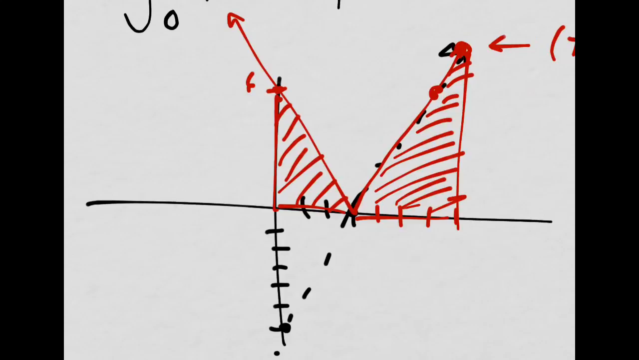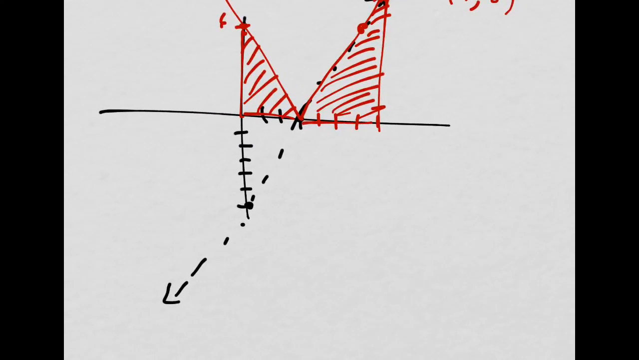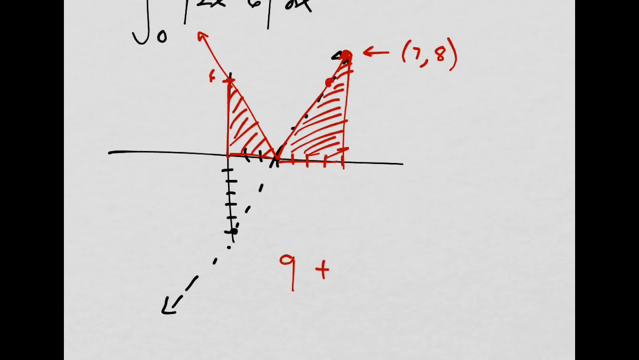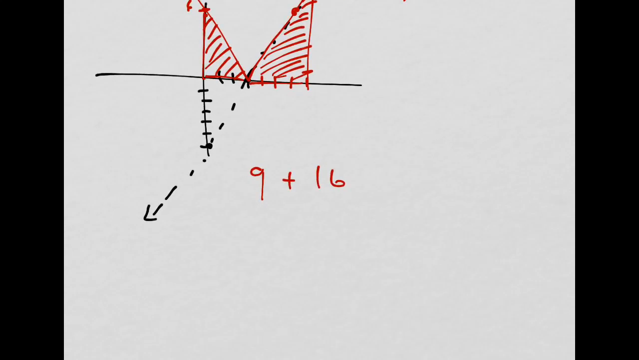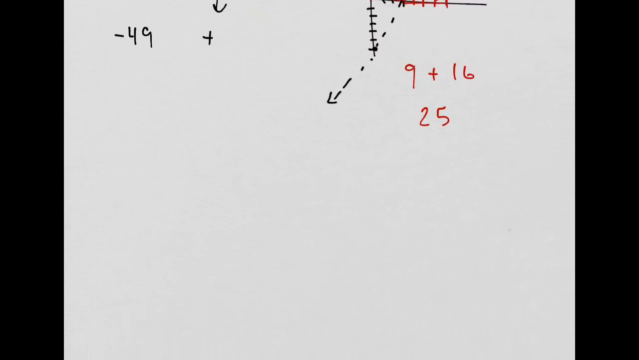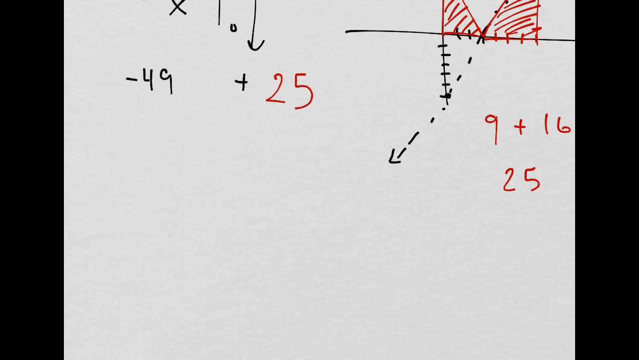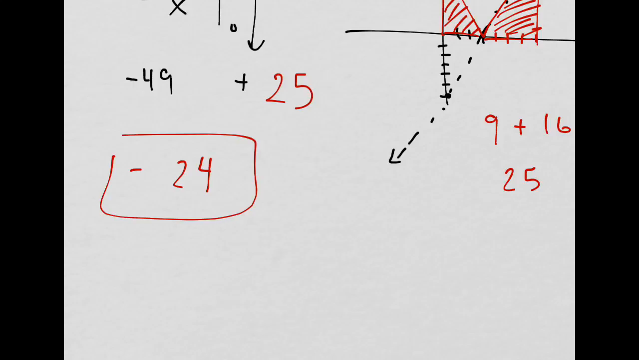So then this one would be 1/2 times 6 times 3, which is 9. Plus 1/2 times 4 times 8, which is 16. Which is 25. So negative 49 plus 25. That would be what? Negative 24. Is that right? Cool. Any questions on that?